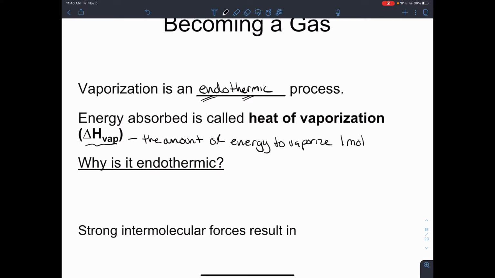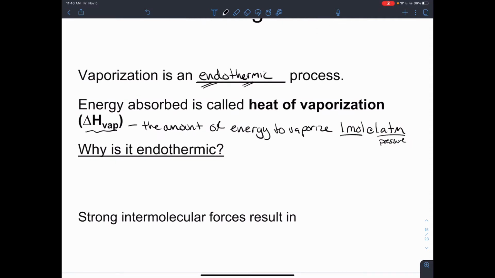1 mole at 1 atmosphere. So 1 mole of a substance at 1 atmosphere of pressure. So this is the amount, 1 mole at 1 atmosphere of pressure. So it takes energy. That's the most important part, right? It's endothermic. So generally when you heat a liquid that's sitting in an open container, that liquid, mole by mole, quantity by quantity, turns into a vapor, but that does depend on the pressure that's pushing down on it.